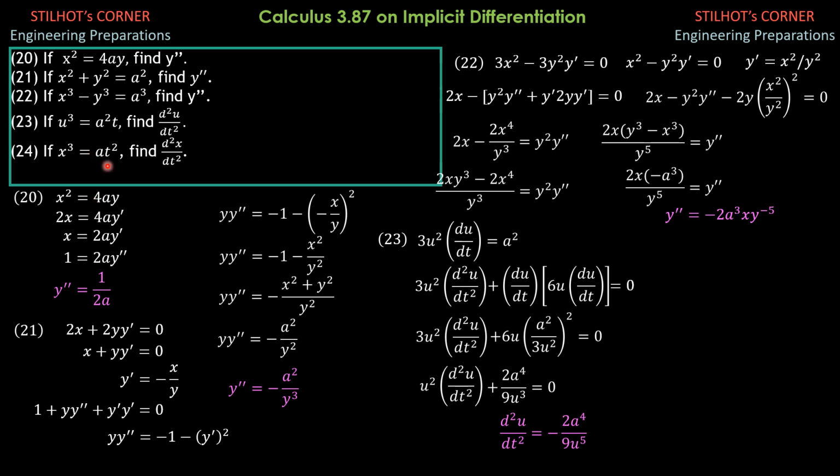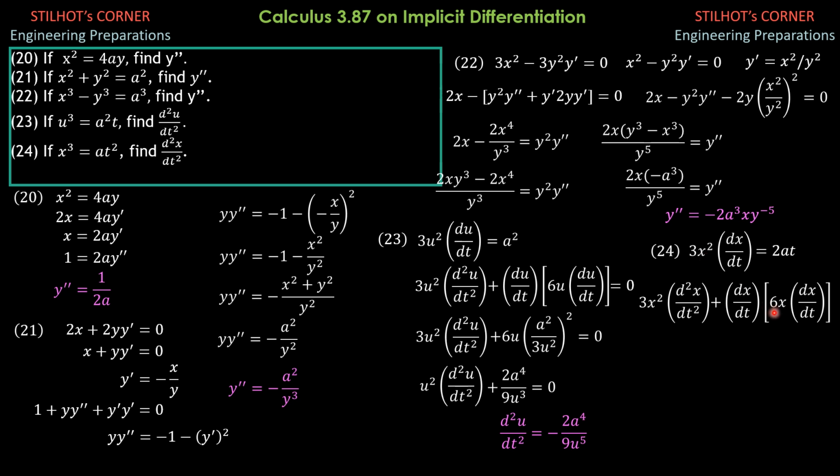Problem 24: x cubed equals a t squared. Find the second derivative of x with respect to t. So 3x squared dx/dt equals a times 2t, so 2at equals 2at. So that means dx/dt is 2at over 3x squared. Then we have the derivative of a product: 3x squared times the second derivative of x with respect to t, plus dx/dt times the derivative of 3x squared, which is 6x, dx/dt equals 2a.